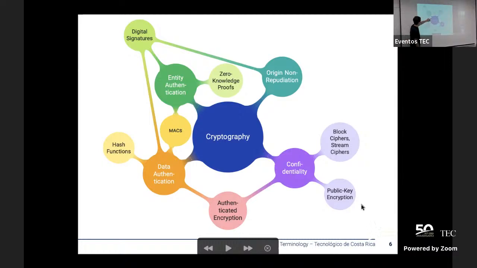Then we also have entity authentication. So instead of data authentication, we have entity authentication. What that means is that if I sign a message and send it to you, and you receive the message, then you can be sure it's really from me and not from some other guy.